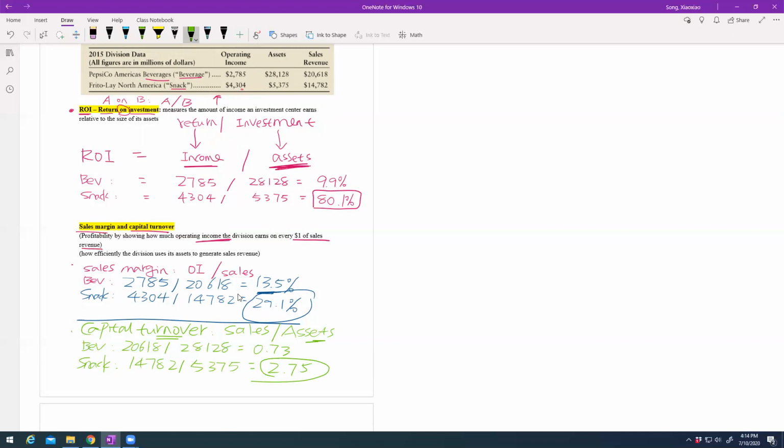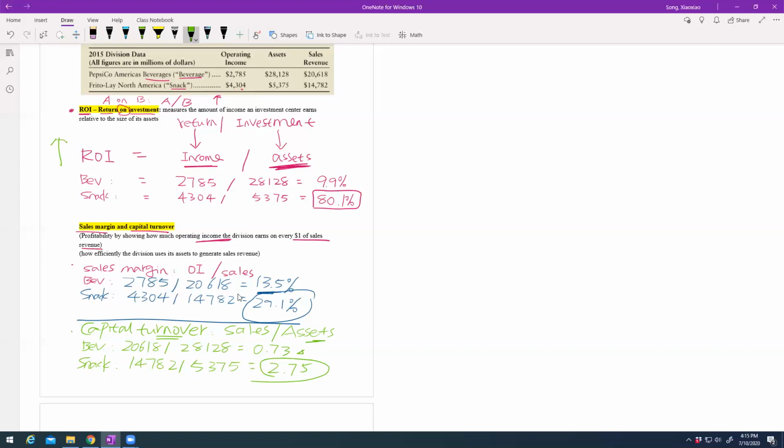What does that mean? For $1 of your assets, your sales revenue will increase by 73 cents for the beverage center. But for $1 of the assets, your sales will increase by $2.75 in the snack center. So your job is to know ROI, sales margin, and capital turnover: the definition, the formula, how you calculate, and how you interpret. For all three of these, higher means better.